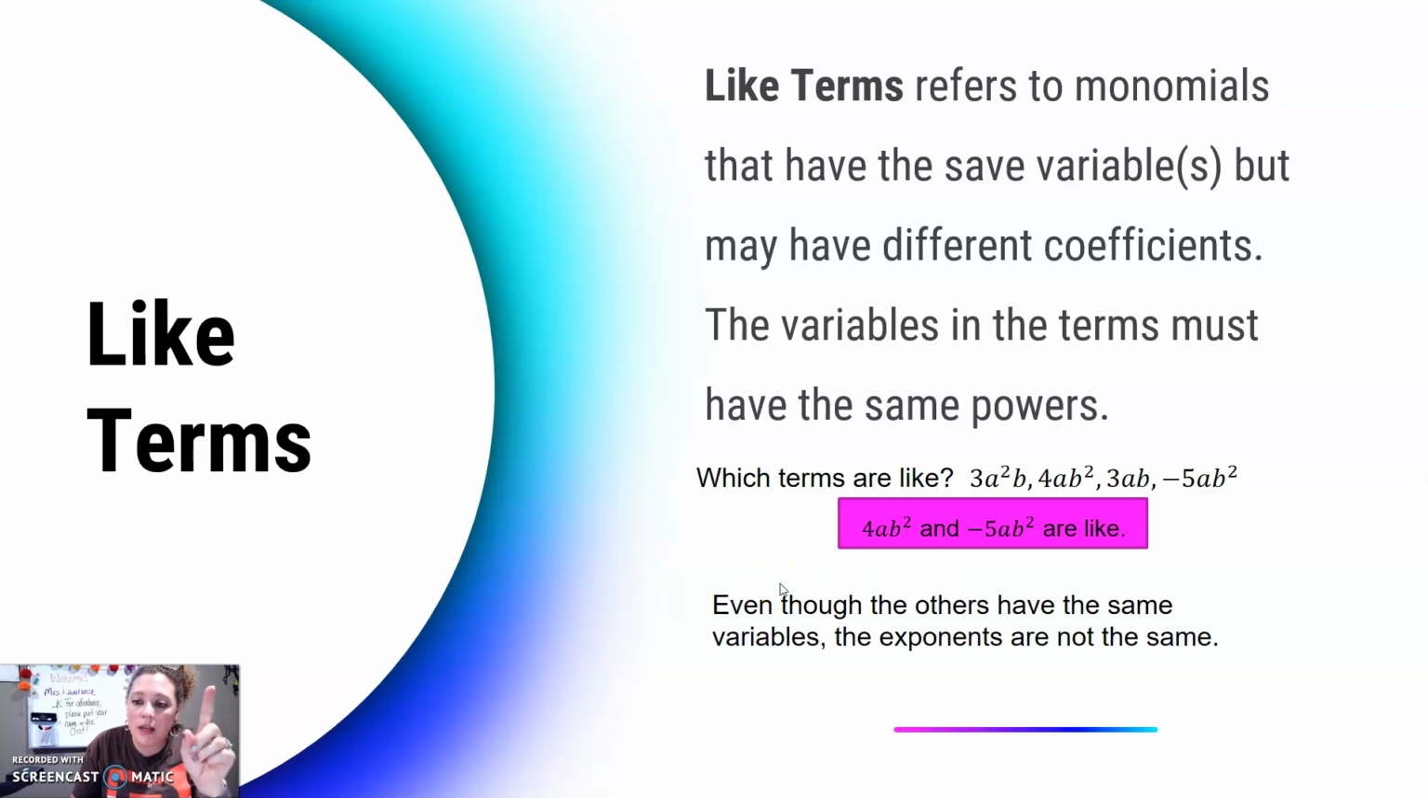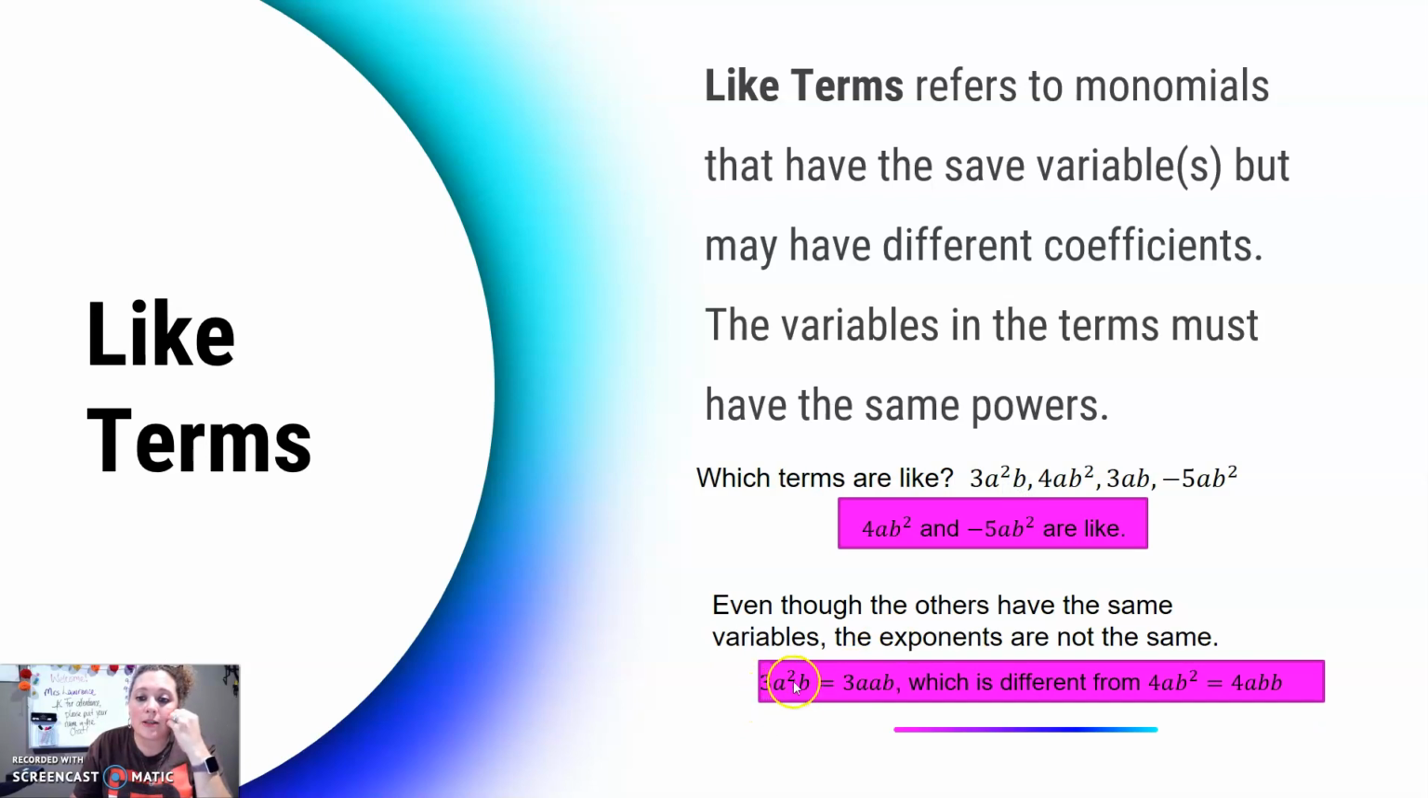Even though the others have the same variables, because I see a and I see b there too, they're not to the same power. 3a squared b is like saying you have 2 a's and 1 b, while 4ab squared is saying I have 1 a and 2 b's. They're not exactly the same. They have to be copies of one another. They can't be like, oh, well, they're close enough. It's got to be an exact copy.